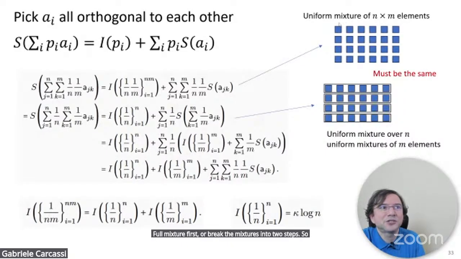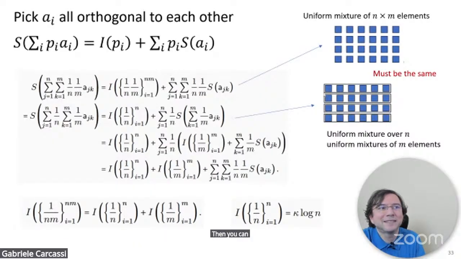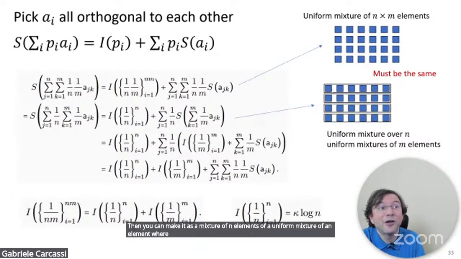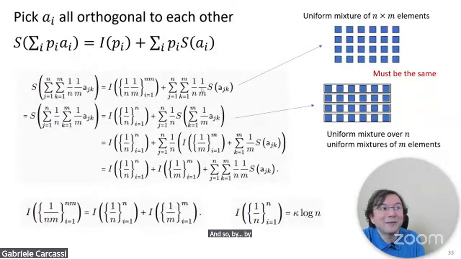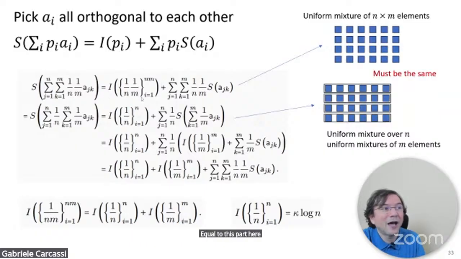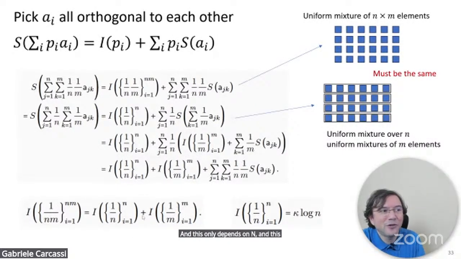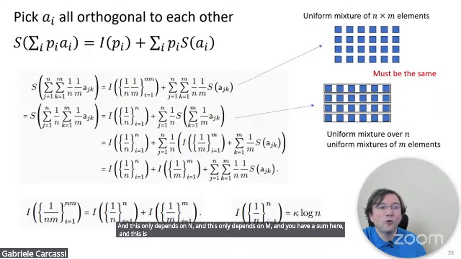So if you have a uniform mixture of n times m elements, then you can make it as a mixture of n elements, where the n elements are the uniform mixtures of the m elements. And so by doing the full mixture first or dividing into 2 pieces, you're going to see that this part here has to be equal to this part here. And now you are going to see that this quantity depends only on n and m, and this only depends on n, and this only depends on m. And you have a sum here, and this is the entropy over the uniform distribution.